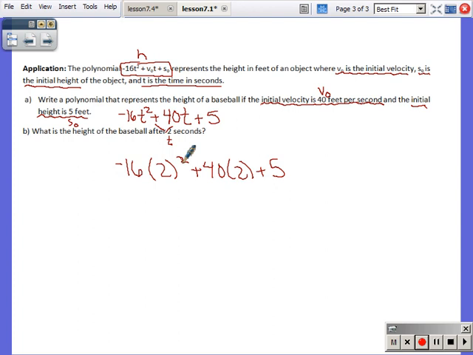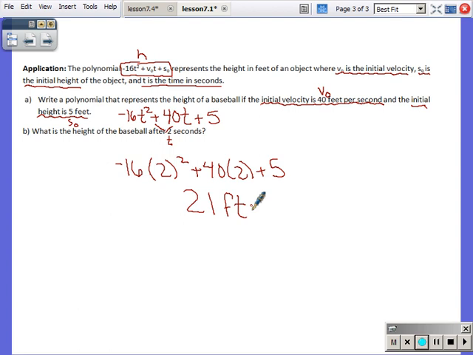Exponents come first, so 2 squared is 4. 4 times negative 16 would be negative 64. 40 times 2 is 80. So I have negative 64 plus 80 plus 5. And you end up with 21. Now, that 21 means something. What is the height of the baseball? It is 21 what? The height of the baseball is 21 feet.